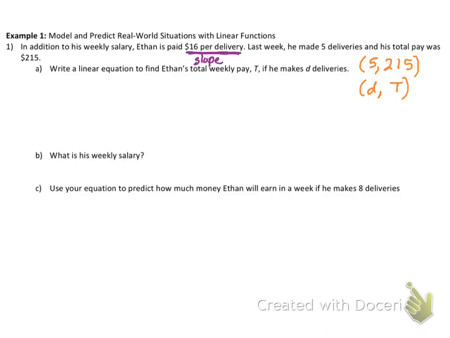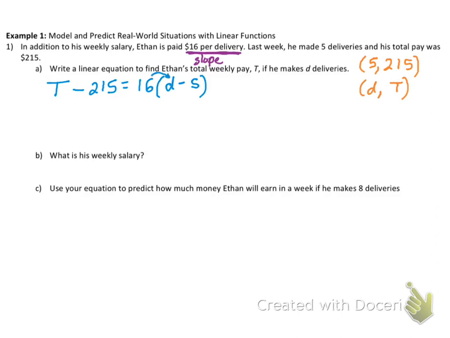So if I were to write this linear equation in point slope form, what this is going to look like is T, because T is representing our Y, T minus the T coordinate, which was 215, equals my slope, which was 16, because it's $16 per delivery. It's the rate at which it's increasing, times the quantity D, because D is playing the role of our X, D minus the D coordinate, which is 5. Okay, so there's our setup in point slope form.